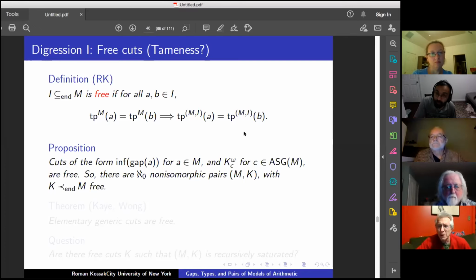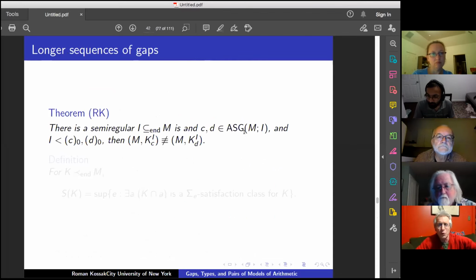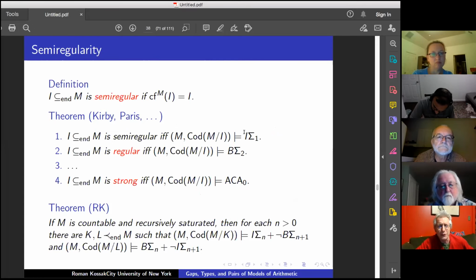Roman, this goes way back, but when you defined semi-regularity and regularity and so forth in terms of I Sigma 1 and D Sigma 2, there was something that was bugging me, yes, this slide. I is semi-regular if and only if, should that two-parted structure here be I, comma, you do mean M, comma, code M over I?